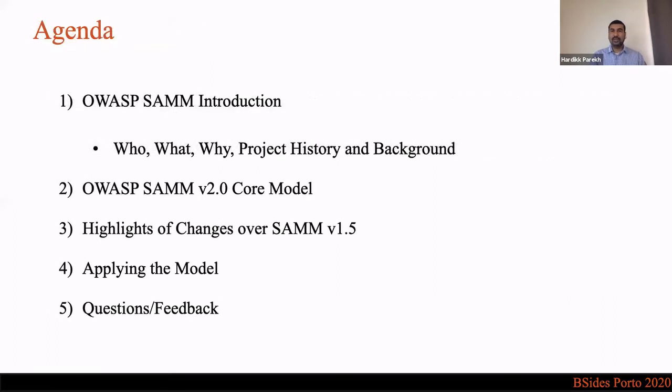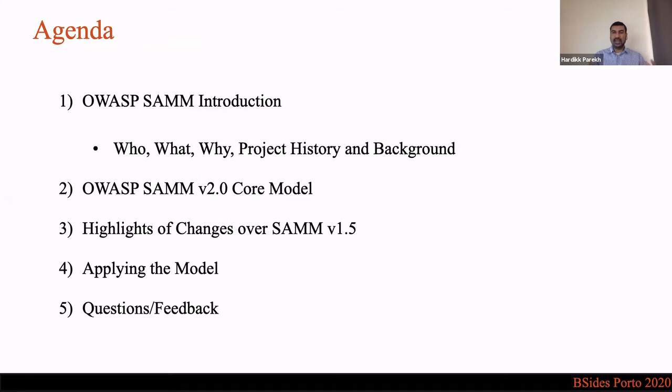Quick agenda. I assume many of you might not be familiar with the OWASP SAMM. Hence, I'll spend some time introducing what is OWASP SAMM, who is OWASP SAMM, why do we need a model like OWASP SAMM, core principles, and the project history.